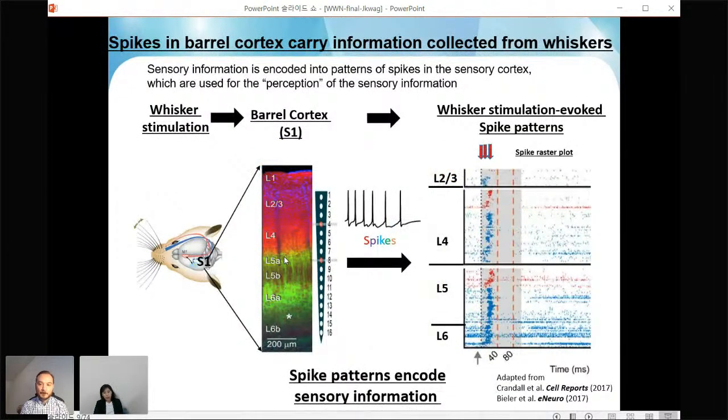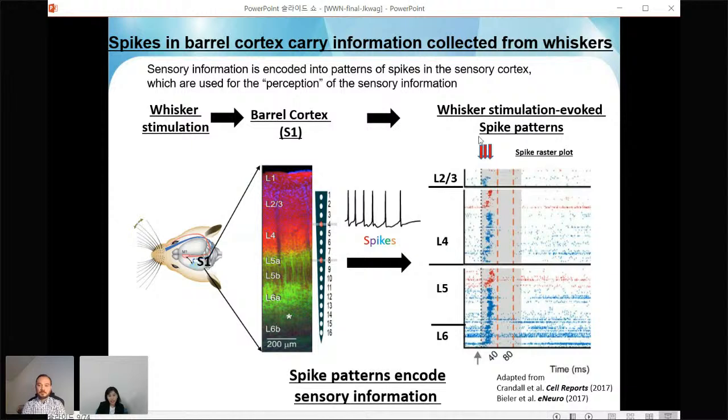So if you want to know what kind of information the rodent is detecting from the whisker, and how that information is encoded in the brain for the perception of the specific object the rodent is exploring, one way to find out is to implant an electrode. In order to see how it is encoded in neuronal activity, you implant an electrode that penetrates all across the cortical column of the barrel cortex and records spiking activities.